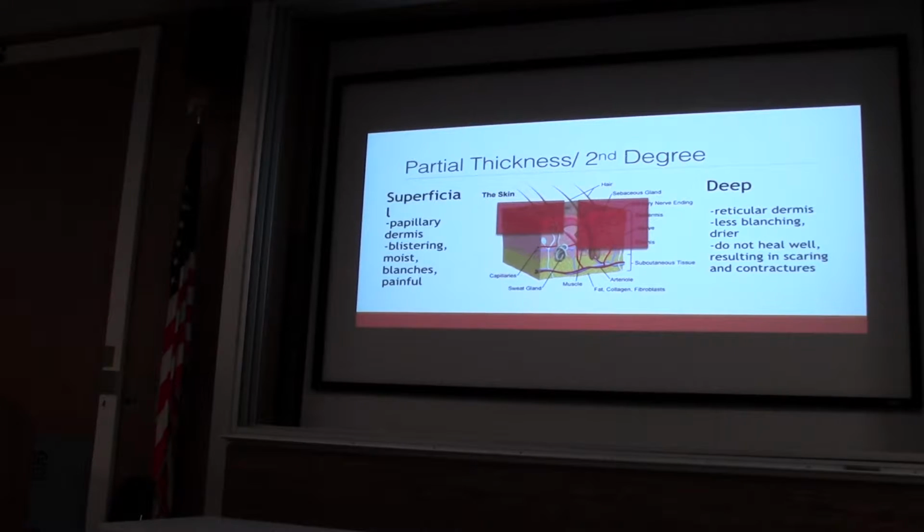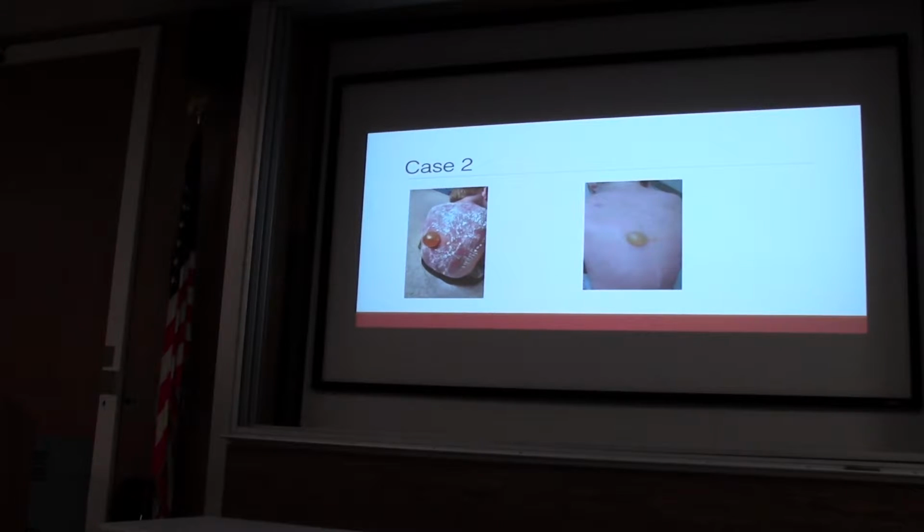So superficial is just going to be in the epidermis, and deep is going to start involving the deeper tissues, the subcutaneous, and this is where you're really going to start seeing blisters. So, some of the controversial topics here. What do you want to do with these blisters?